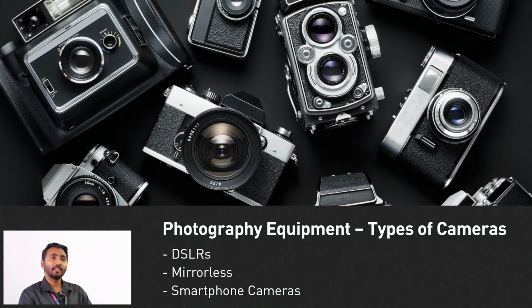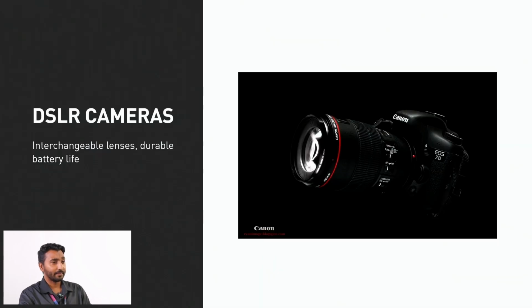Now let's look at certain photography equipment that are very essential. DSLR cameras, mirrorless, and smartphone cameras are popular image capturing devices in today's market. Let's look into some of the cameras. There are various types of cameras including DSLR, mirrorless, and smartphones. Each type offers unique benefits.